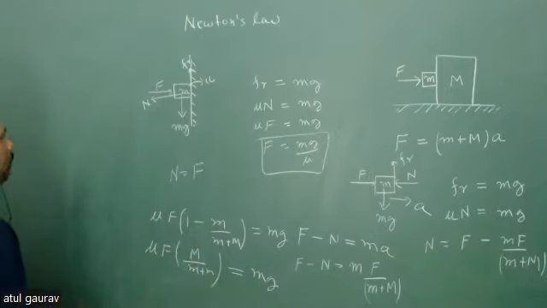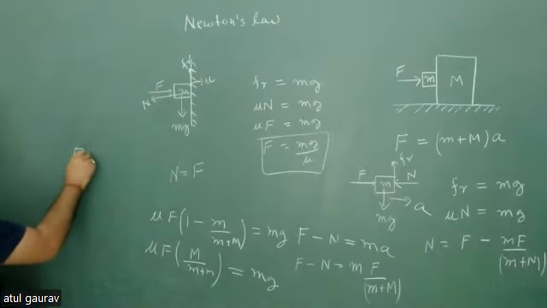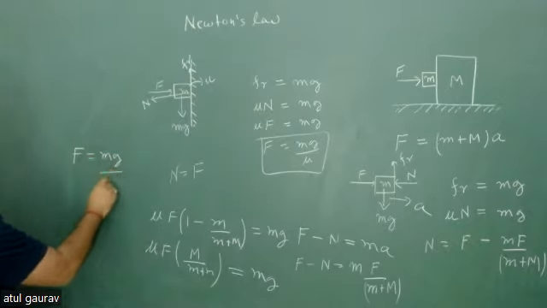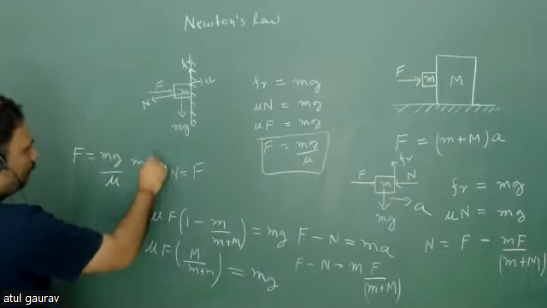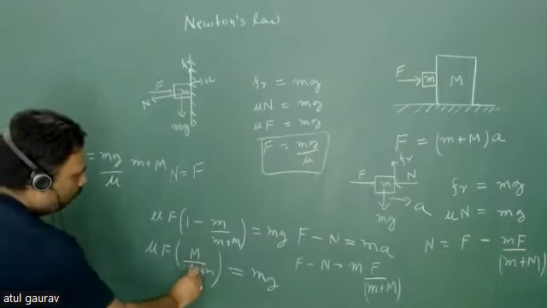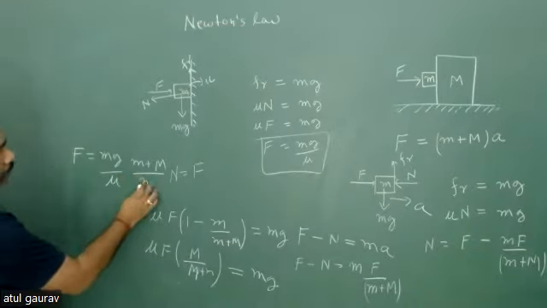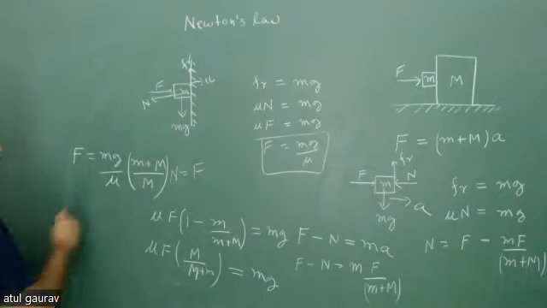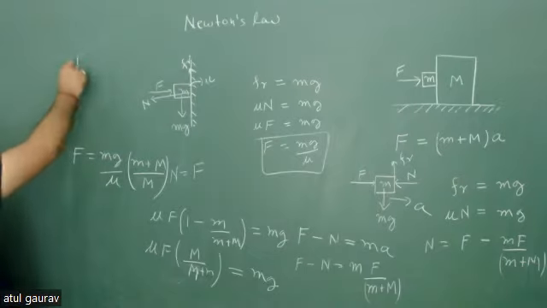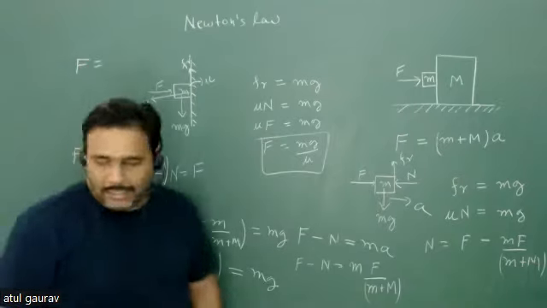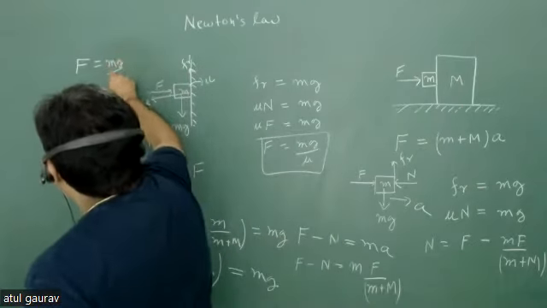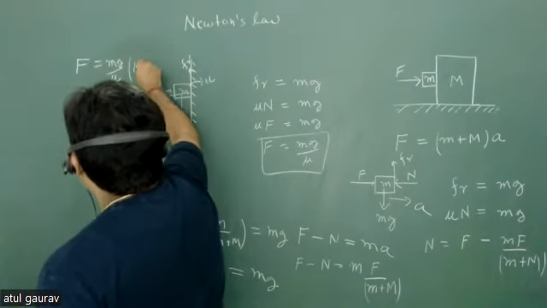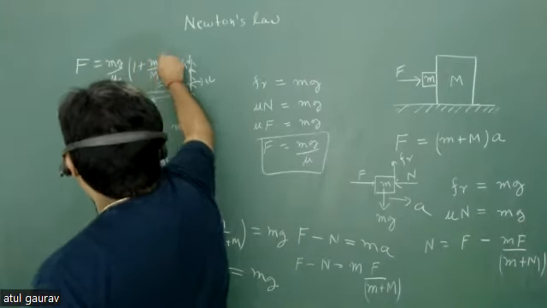And now you can find the value of F. The value of F is equal to mg by mu, and you have (m plus capital M) by capital M. Now look at the analysis part. This is very interesting. So this can be written as F is equal to mg by mu, and here this will be 1 plus small m by capital M.